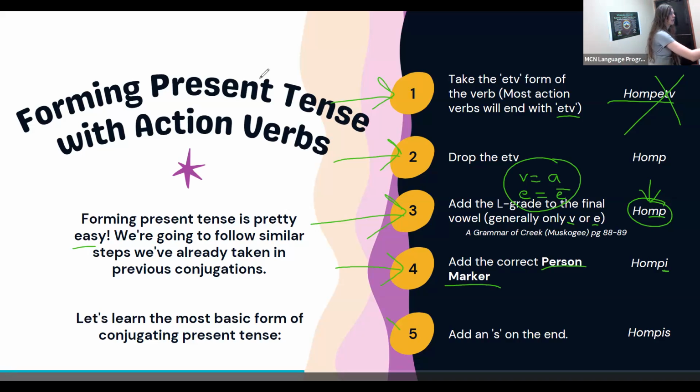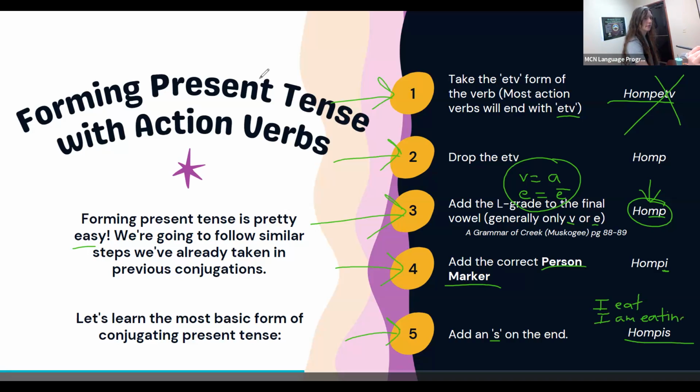And then the last thing we do, we add an S on the end to make it a statement. Homays. That means I am eating or I eat. I eat or I am eating. Nice. And how is it I? Well, that's what this person marker was. This I there makes it that I am doing it.